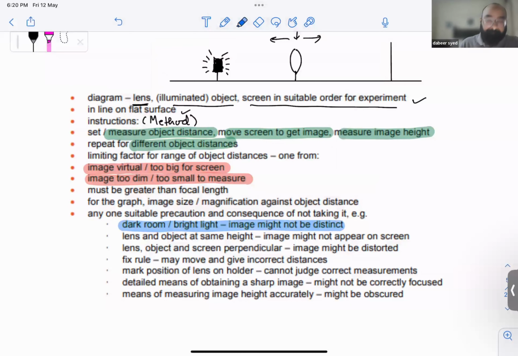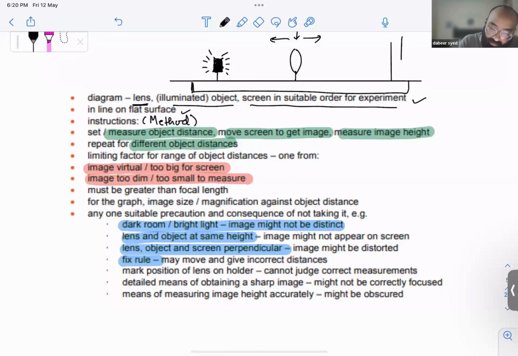Then secondly, make sure that the lens and the object are at the same height. Then lens, object, and screen are perpendicular to the surface, so they're standing upright. Then a fixed rule. If you were to measure the distance, you would probably put your ruler somewhere here so that when you're moving, you keep getting the values on the ruler.